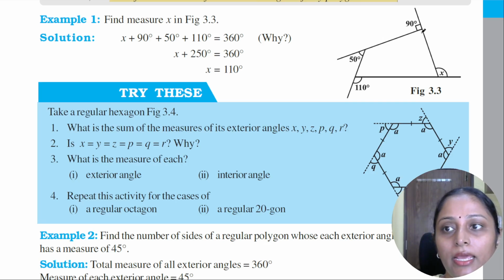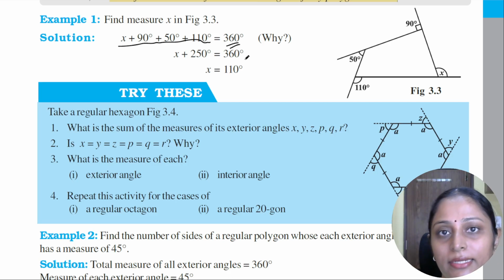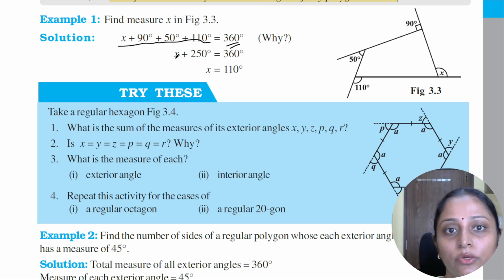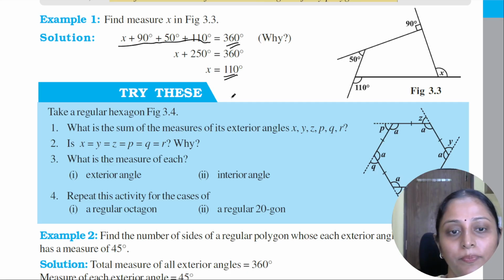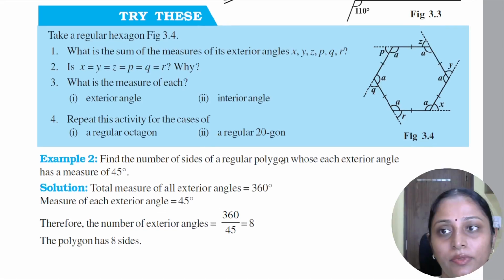That means that if I were to add all these 4 angles, that is x plus the remaining 3 given as 90 and 50 and 110, this is equal to 360 degrees, right? That is the result that we just looked at. And from that calculation you will get that the measure of the fourth exterior angle is 110 degrees. Okay, so that is your solved example.